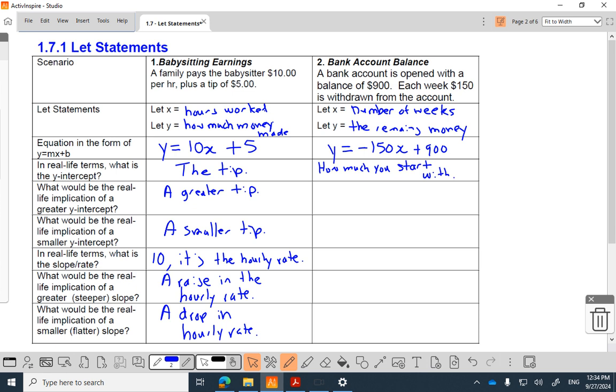And so what would be the implications of a greater y-intercept? What if the y-intercept was bigger? Greater start value. I'll put greater starting amount. What about a smaller y-intercept? Smaller starting amount, yeah, good.